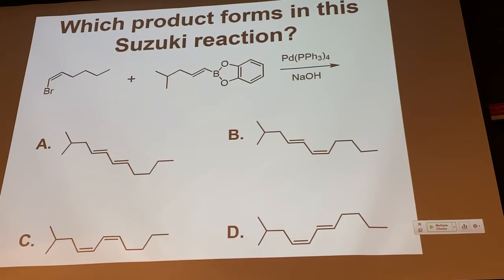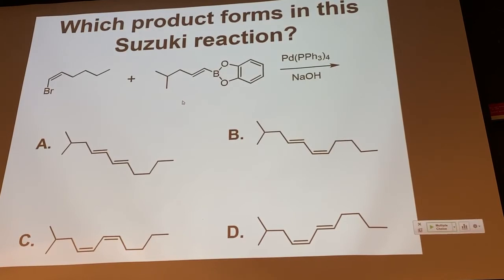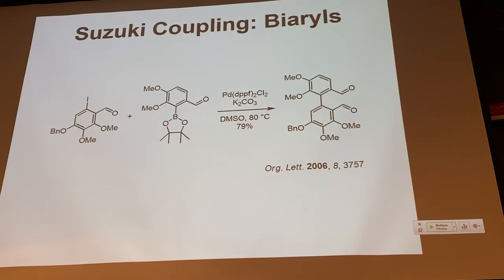Okay. So I mentioned to you that the Suzuki reaction can also be used to form biaryls, to link two aromatic rings together. Here's an example of that from a reaction we did in my lab about 15 years ago now. You'll see we used potassium carbonate as our base instead of sodium hydroxide. This DPPF is just an abbreviation for a ligand that is similar to triphenylphosphine.